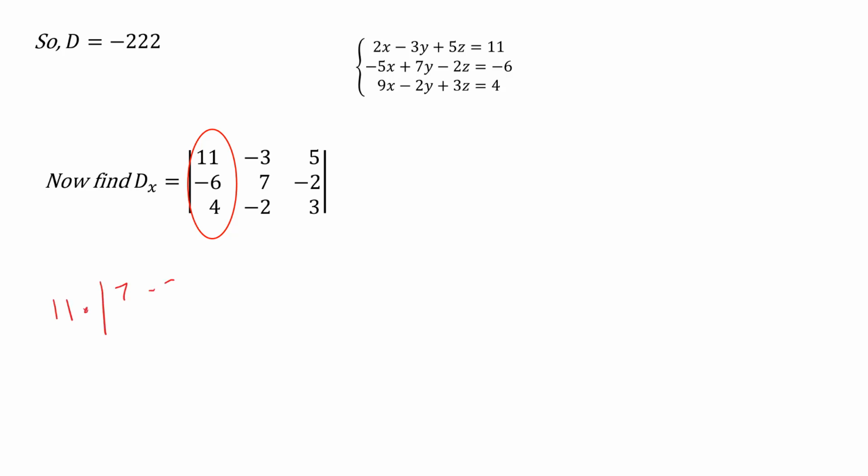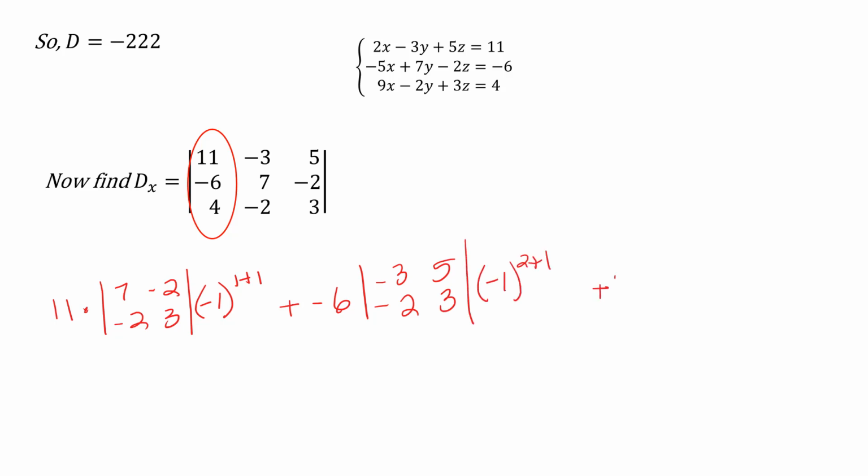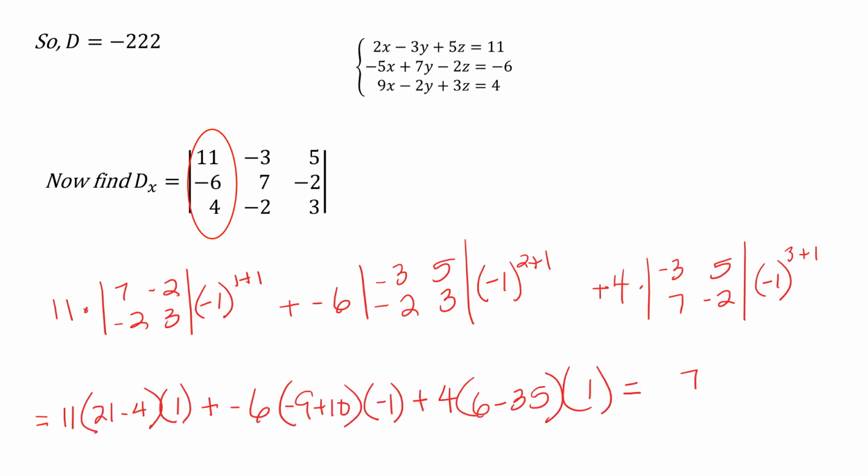And so that is going to be 11 times the minor times negative 1 to the 1 plus 1, and then negative 6 times the minor, times negative 1 to the row plus column, and then 4 times the minor for the 4. So when we multiply all that out, we're going to get 77. And so that means that x is going to be that value over the determinant of the coefficient matrix. So 77 over negative 222, that is our x. That is the value of x, the solution for x for this system of equations.